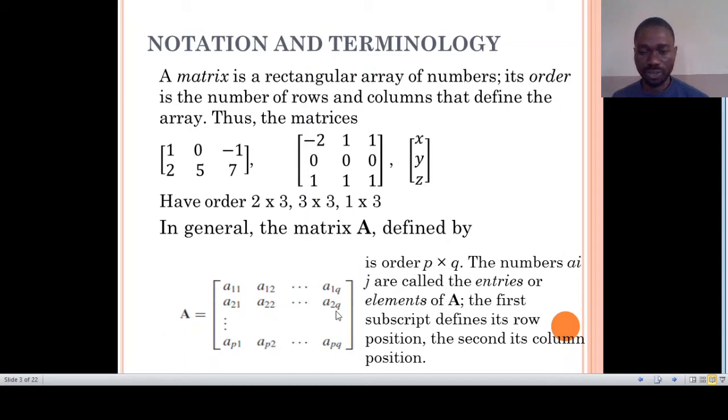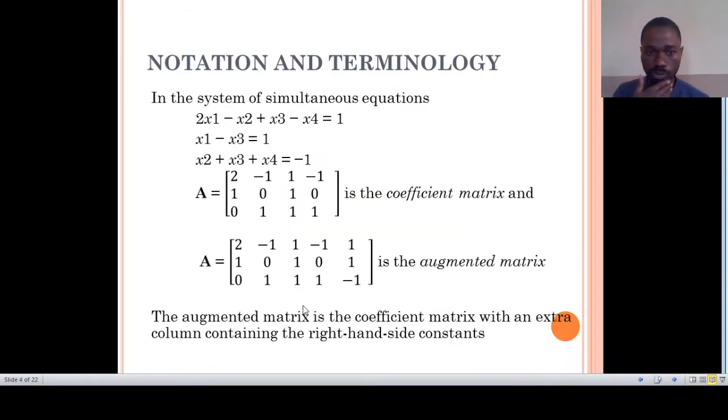Here's the general definition of a matrix. Let's continue because of time. Notations and terminology in matrix continuations. Consider the system of simultaneous equations presented here. Generally, this simultaneous equation can be represented as a matrix. The coefficients of the equation 1 here, we have 2, minus 1, 1, minus 4, which makes the first row of the matrix.